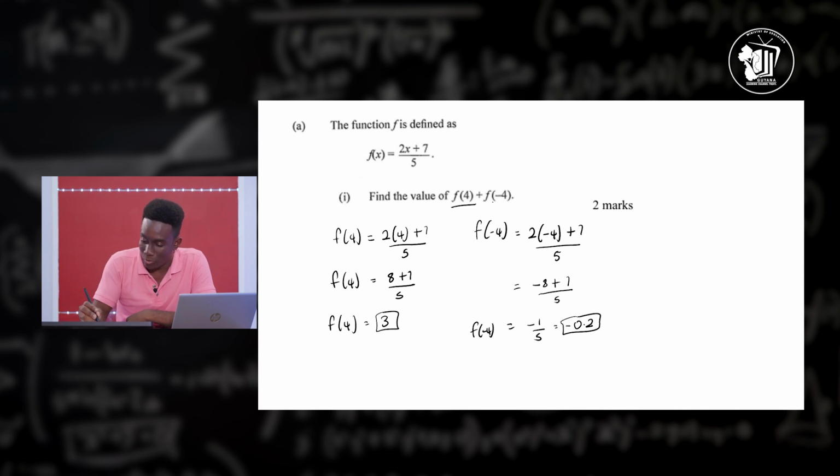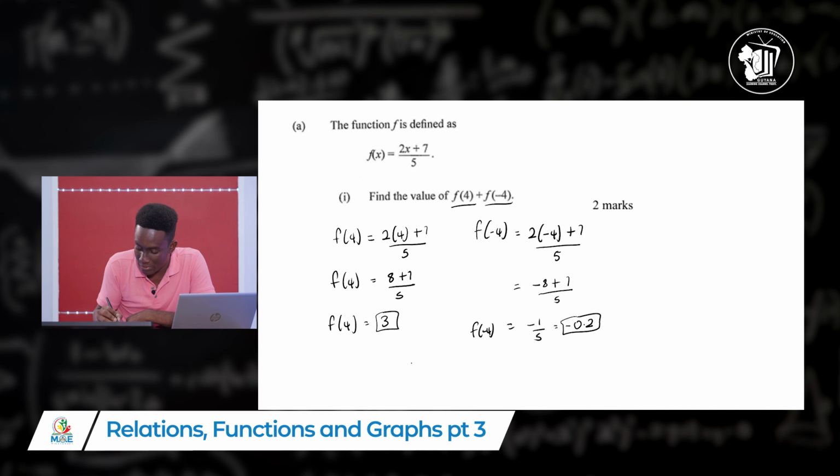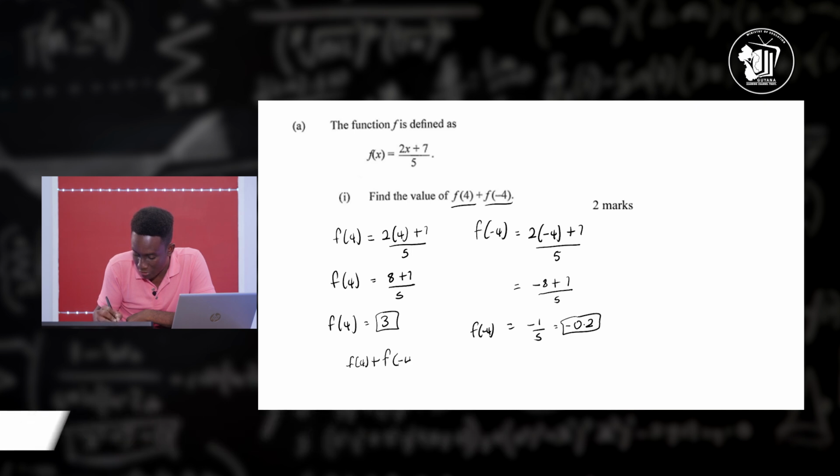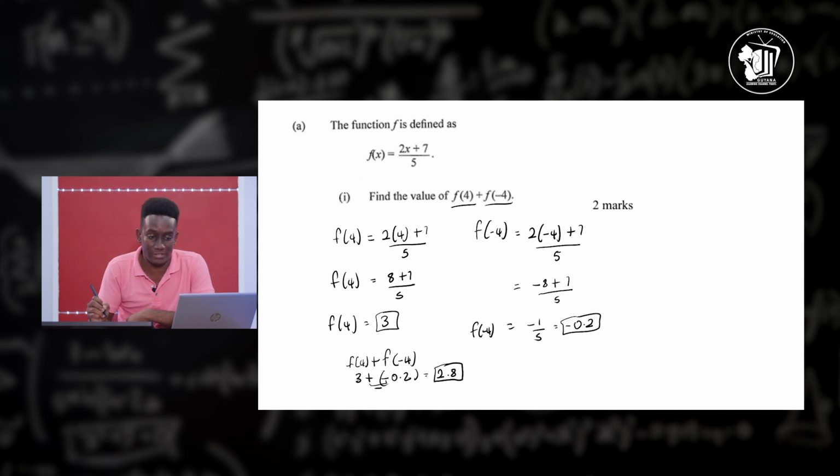So it's f of 4 plus f of negative 4. We see f of 4 is equal to 3, plus f of negative 4 is equal to negative 0.2. And this will simply be 3 plus negative 0.2, which simplifies to 3 minus 0.2, which will be 2.8. So the answer to this question is 2.8.